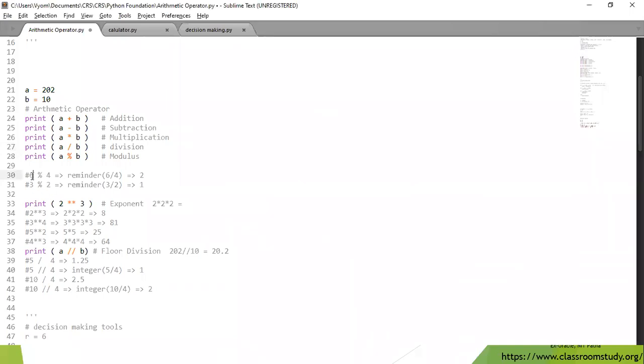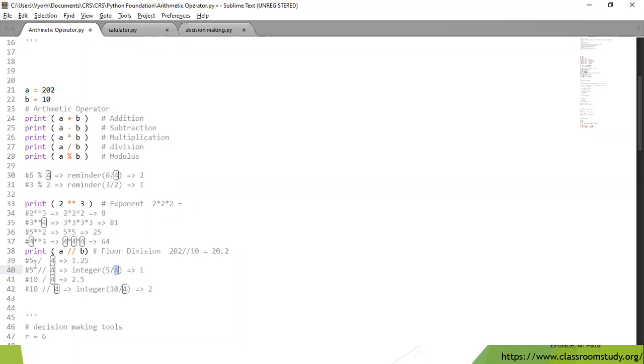Fine. So this is modulus: A divided by B, and whatever is the remainder of A divided by B, that is the output of your modulus. Similarly, what is floor division? We'll come to exponent in a minute, don't worry. Floor division is again the integral value of A divided by B.